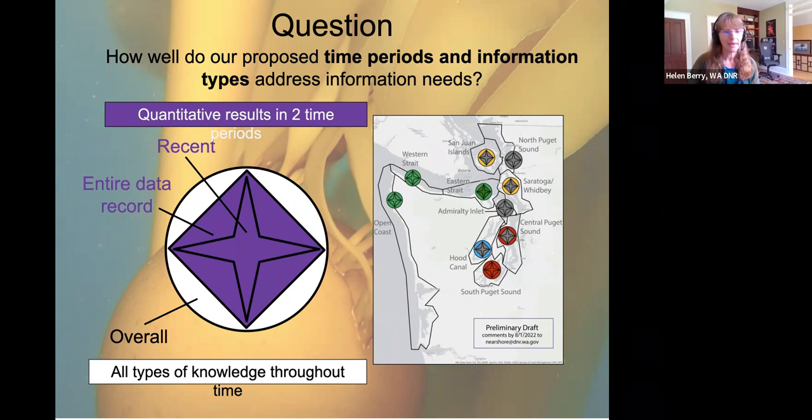And it looks like we're ready to get everyone's initial impressions of what they've heard with a quick poll. So how well do our proposed time periods and division of information types address the information needs of scientists, managers, and communities? And remember, you can give us a gut reaction. We're not going to force you to stick with whatever you say, and you can always say, I don't know yet either.